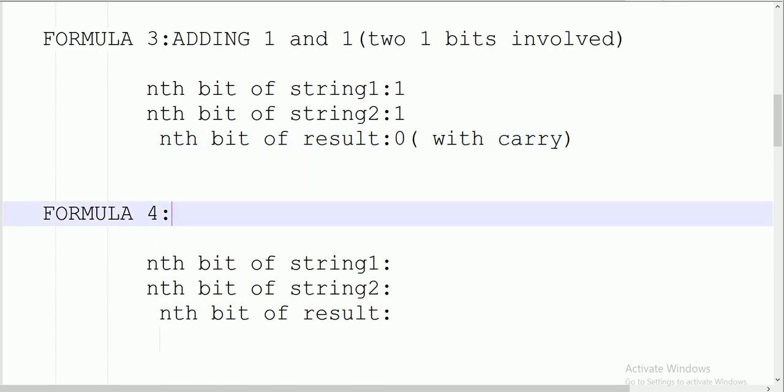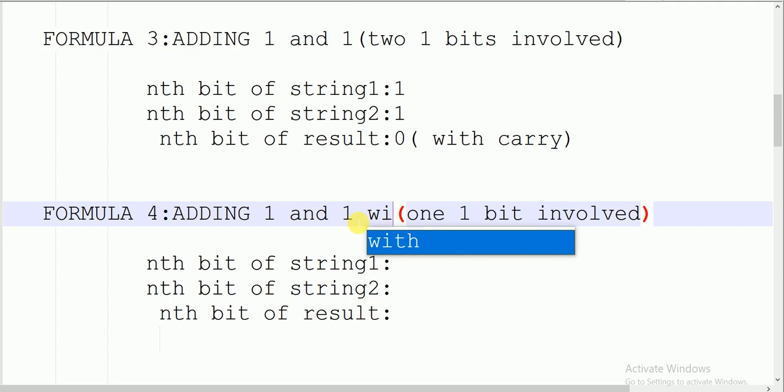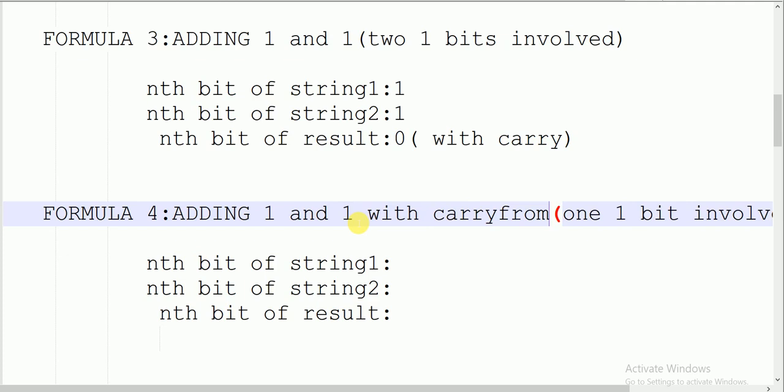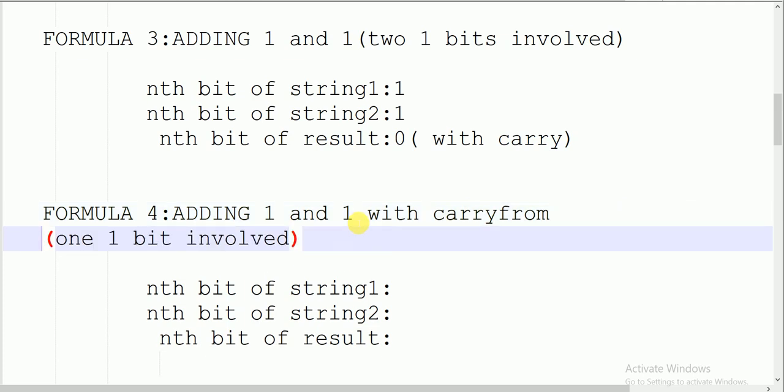Now, the fourth formula is the most crucial one, and sometimes people look at problems, they look at two strings with so many consecutive ones and think, my god, how many carries are there? But there is actually just one carry at a time, and this formula will demonstrate just that. Here it will be carry, 1 and 1, but the speciality is there will be a carry from the previous bit.